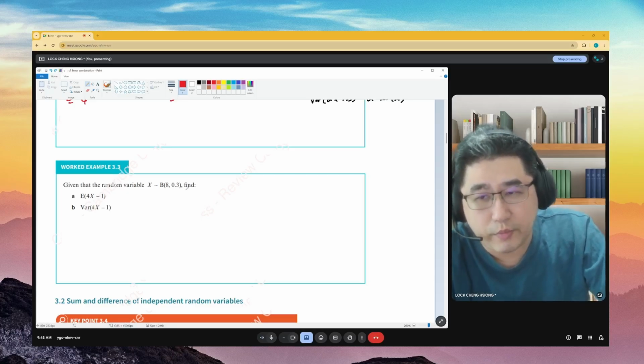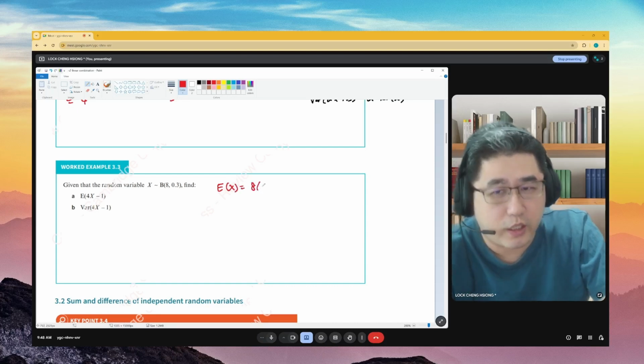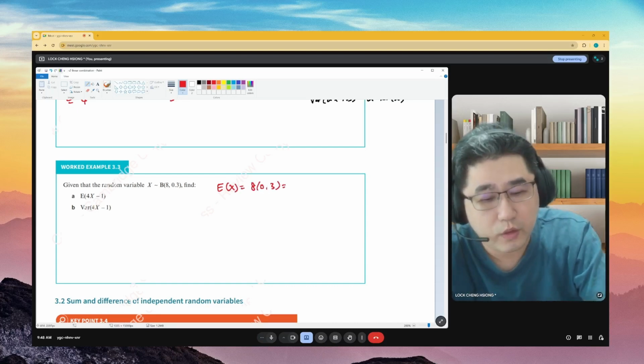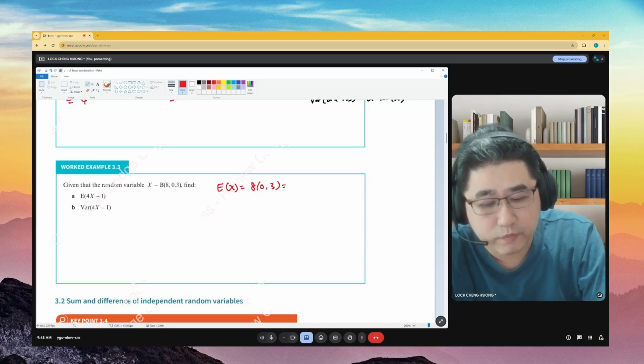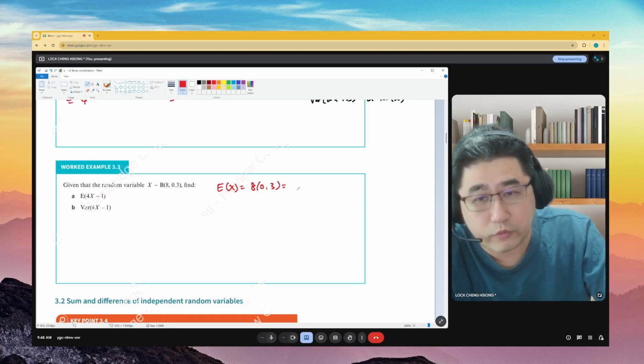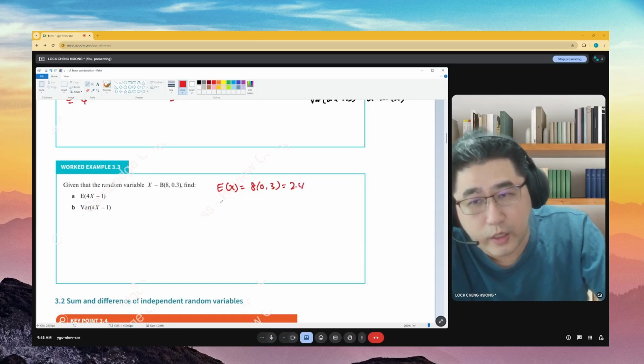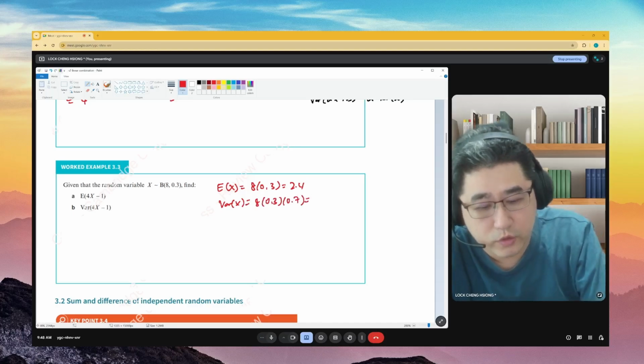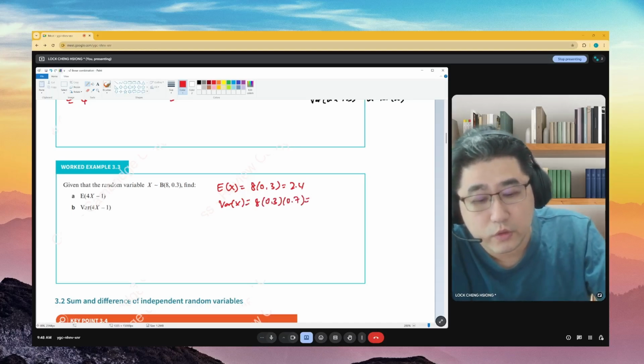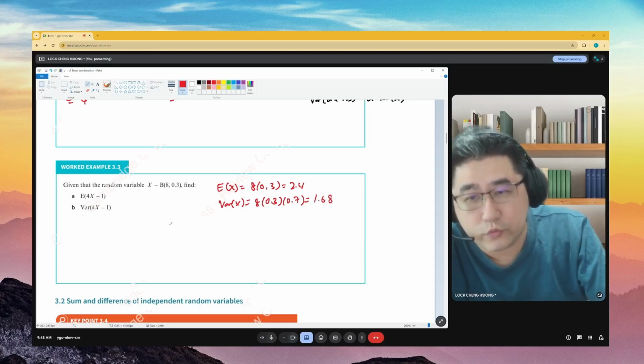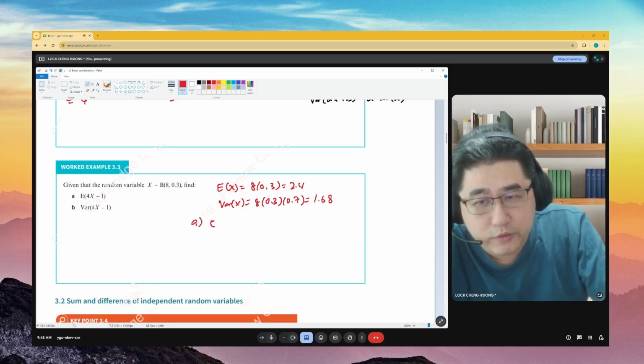So this is a binomial distribution, therefore the expected value of X is 8 times 0.3. So press the calculator, 8 times 0.3, you have 2.4. And the variance of X will be 8 times 0.3 times 0.7, then you have a value of 1.68. So from this question, A: expected value of 4X minus 1.